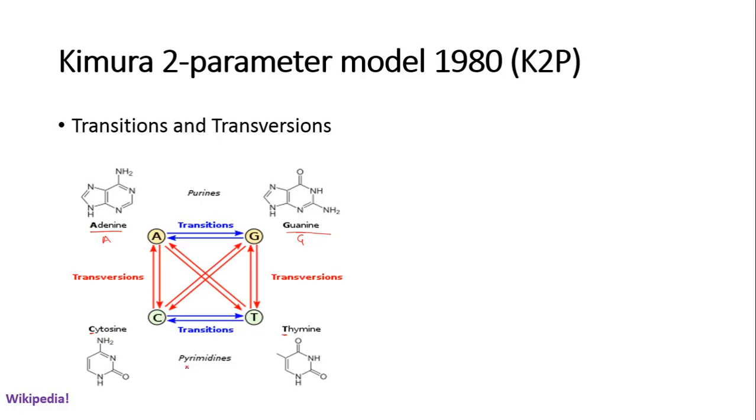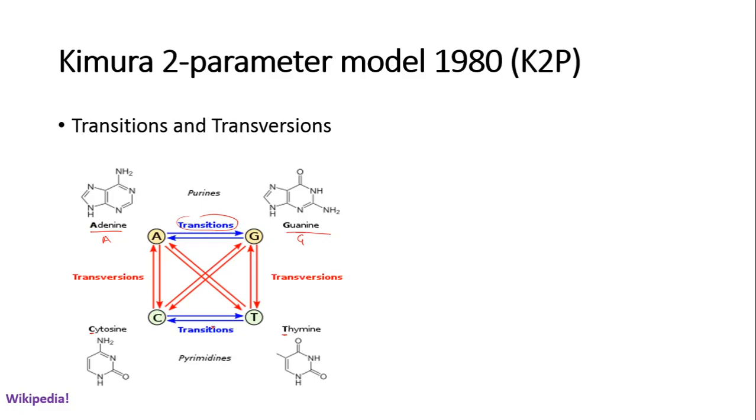Now, transition is said to happen when one purine is substituted by another purine, or one pyrimidine is substituted by another pyrimidine. Similarly, when there is cross substitution between purines and pyrimidines, we say that transversions have occurred. In this particular figure, the blue colored substitution is termed transition, while the red colored substitution is termed transversion. Of course, this image is taken from Wikipedia.